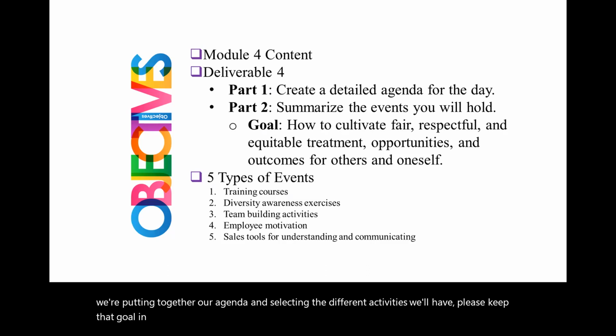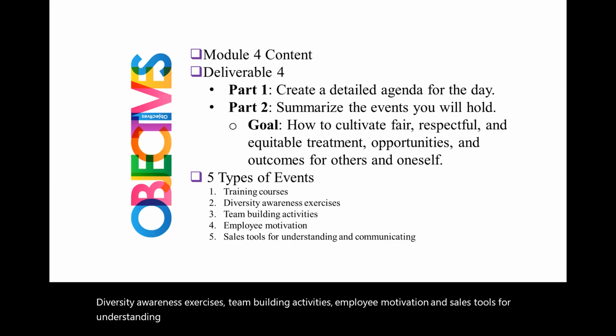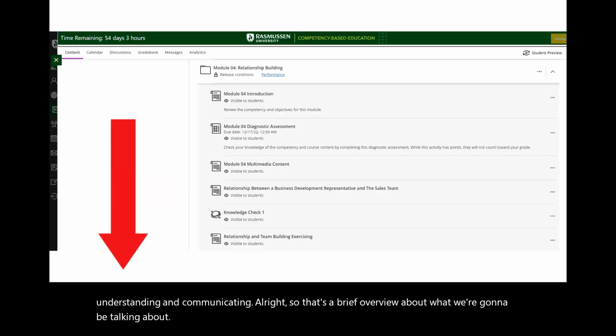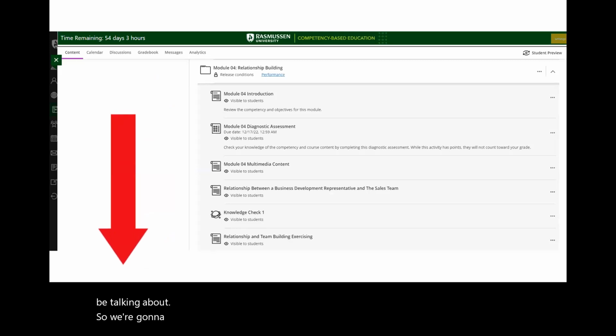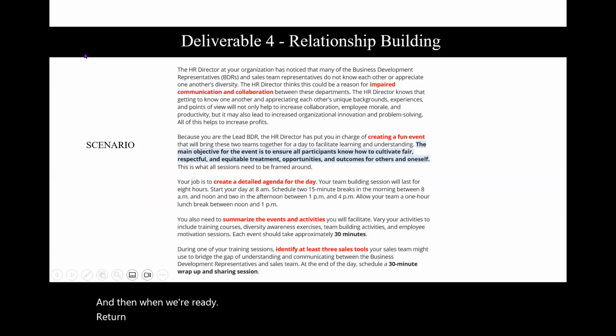Now, there's 5 types of events you need to consider and include in your presentation. They are training courses, diversity awareness exercises, team building activities, employee motivation, and sales tools for understanding and communicating. All right, so that's a brief overview about what we're going to be talking about. So we're going to start by reading the content inside our course. And then when we're ready, we'll turn to Deliverable 4.